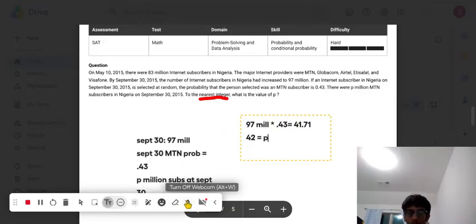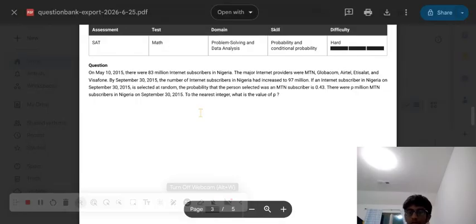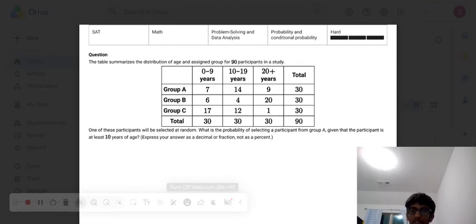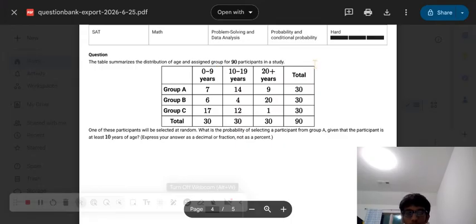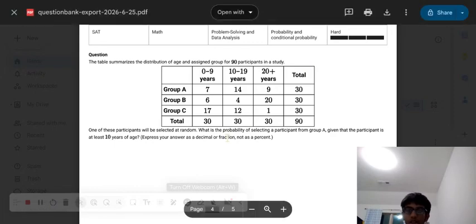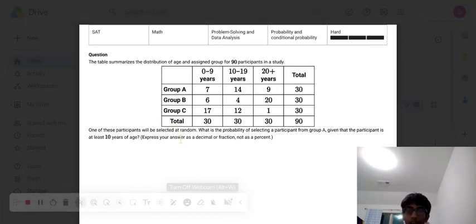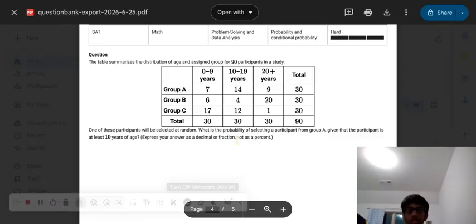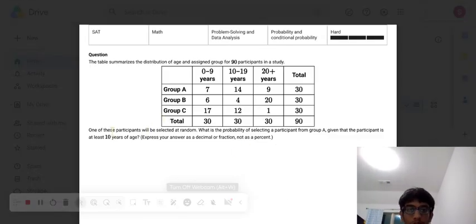Moving on to the next question, we have the table summarizes the distribution of age and assigned groups for 90 participants in a study. One of these participants will be selected at random. What is the probability of selecting a participant from group A, given that the participant is at least 10 years of age? Express your answer as a decimal fraction, not as a percentage. So what do we know? We know that we're selecting one participant, and that they're at least 10 years of age.